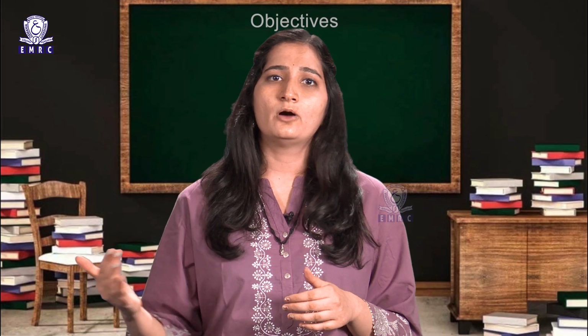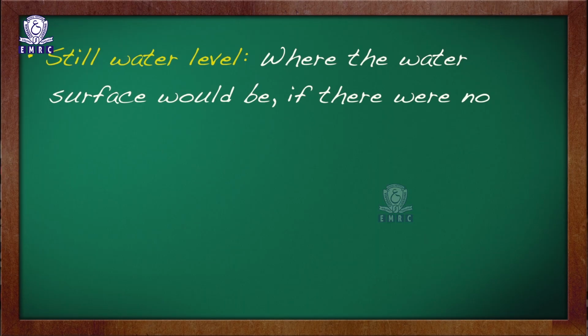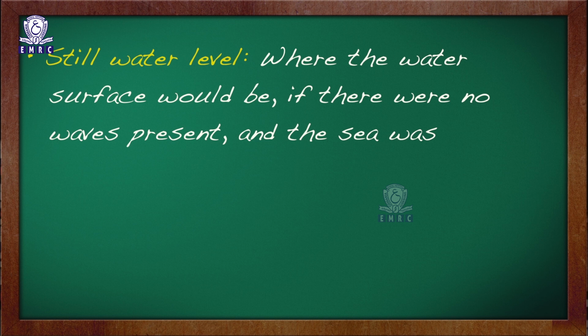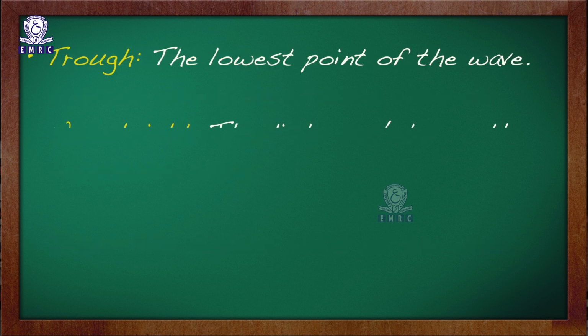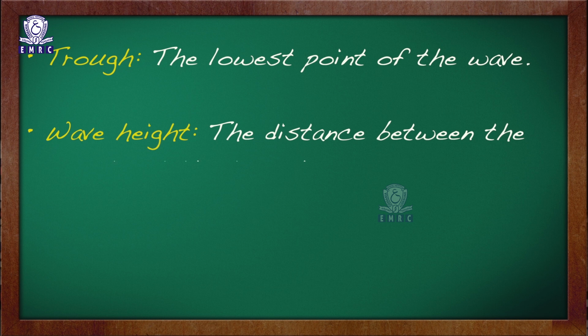There are several components to a basic wave. Some of them are: still water level, where the water surface would be if there were no waves present and the sea was completely calm. Crest, the highest point of the wave. Trough, the lowest point of the wave. Wave height, the distance between the crest and the trough.